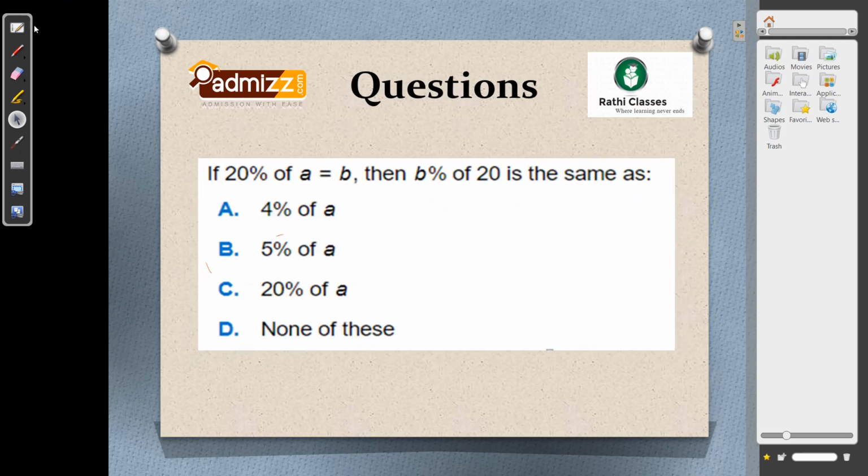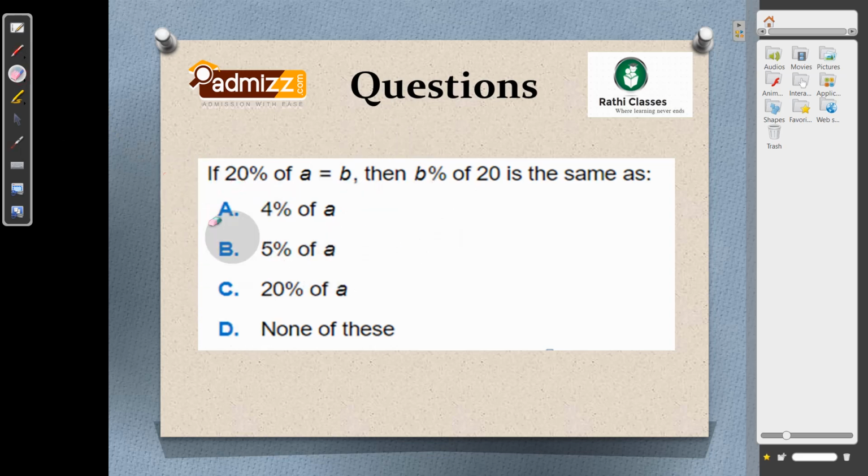In the next question, the concept is very easy. The question is: if 20% of A is B, then B percent of 20 is what? So you need to now answer B percent of 20 in terms of A. In order to make B percent, first you need to divide by 100 and then multiply by 20, that would be B percent of 20. If I am doing that, 20 by 100, that is 4%. So the answer would be A.